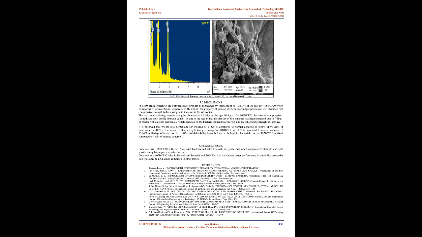8.0 Conclusions. Concrete mix 106 BCF20 with 1x106 cells/ml bacteria and 20% fly ash has given maximum compressive strength and split tensile strength compared to other mixes. Concrete mix 107 BCF30 with 1x107 cells/ml bacteria and 30% fly ash has shown better performance in durability properties like resistance to acid attack compared to other mixes.